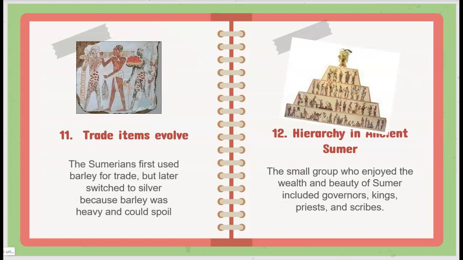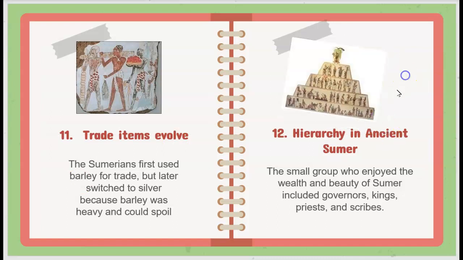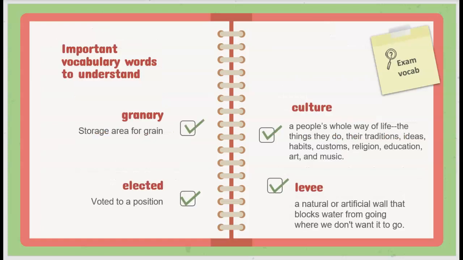Question 11. Trade items evolved. The Sumerians first used barley for trade, but later switched to silver because barley was heavy and could spoil. It's a little smaller, I'm not sure why that got bigger there. There we go. 12, hierarchy in ancient Sumer. The small group who enjoyed the wealth and beauty of Sumer included governors, kings, priests, and scribes, and those were way up here at the top. They were a smaller group, but a more elite.